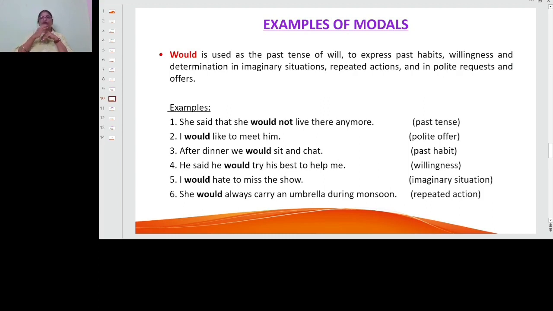Okay, we'll go for the examples. She said that she would not live there anymore. She said, already she told, she would not be there anymore. So I can't compel her, already it's been decided.